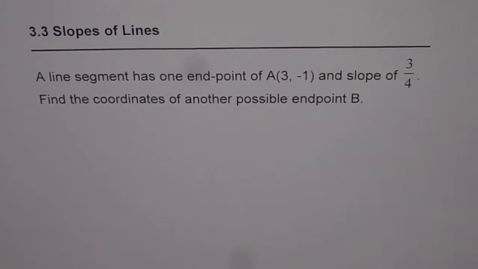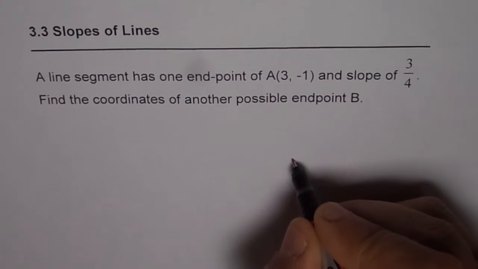A line segment has one endpoint at (3, -1) and a slope of 3/4. Find the coordinates of another possible endpoint B. It is a very interesting question, and it will really help us to understand what slope really is.